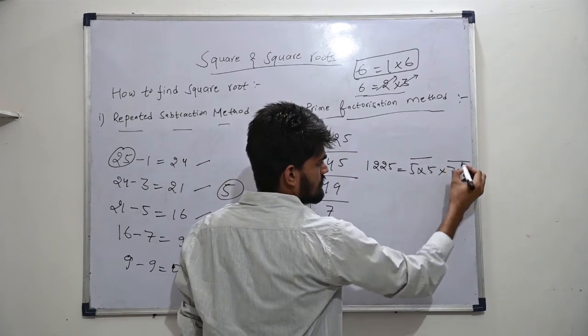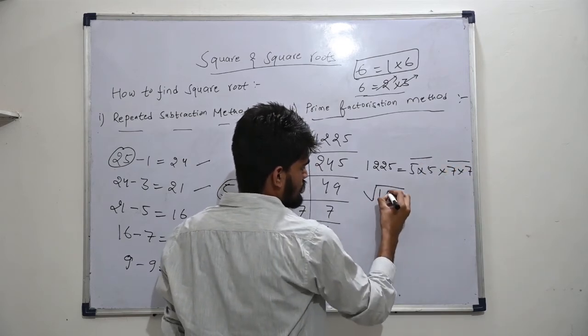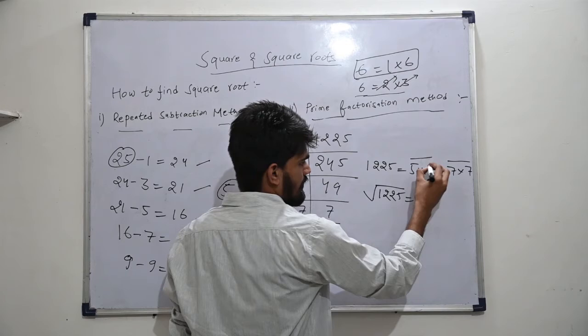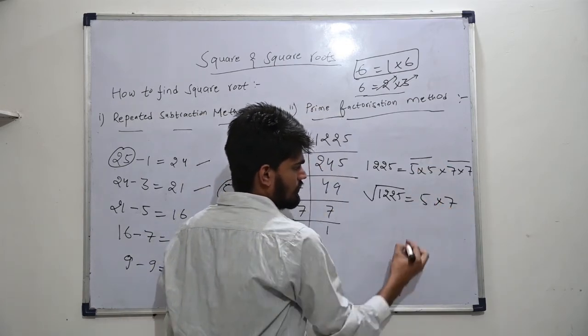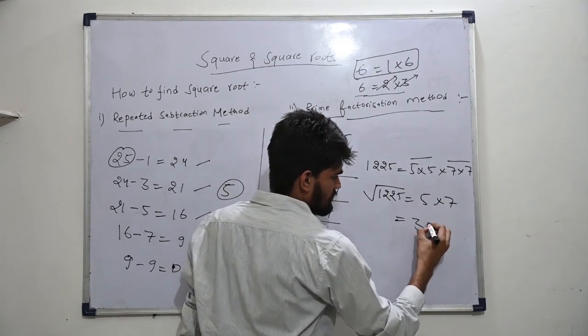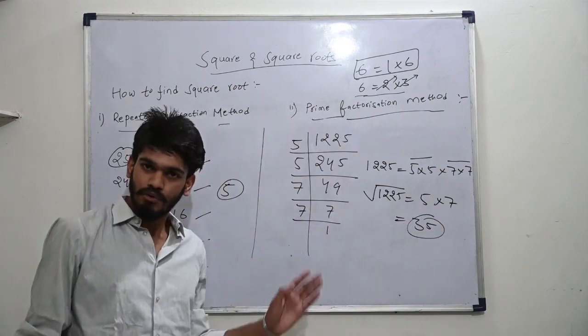Again I have to make pairs, and when I am going to find the square root, I have to take one from the pair of 5, and from this pair also 1, which is 7. 7 into 5 gives me 35. So 35 is the required answer.